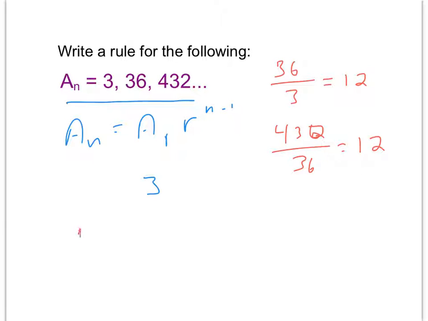So my rule is going to be a sub n is equal to a sub 1, 3, times 12 to the n minus 1 power.